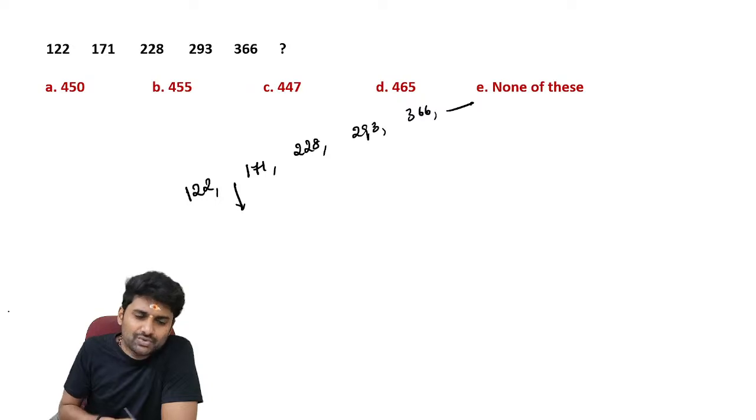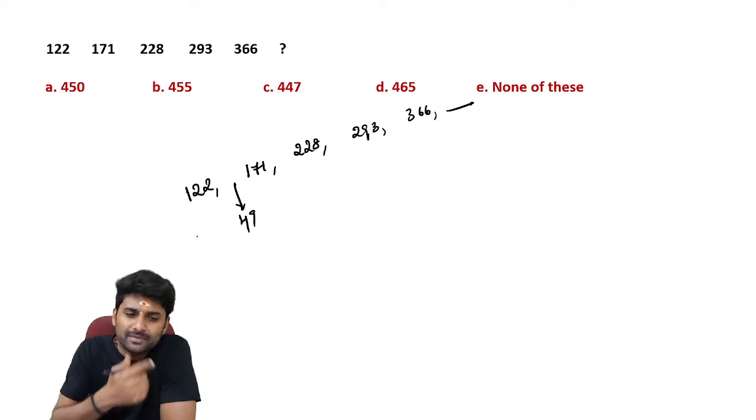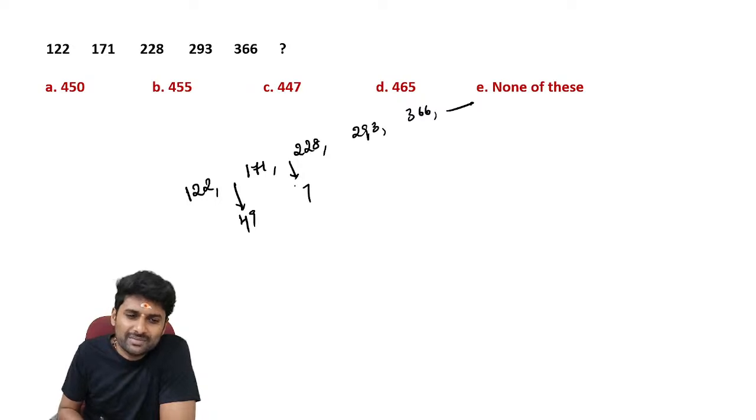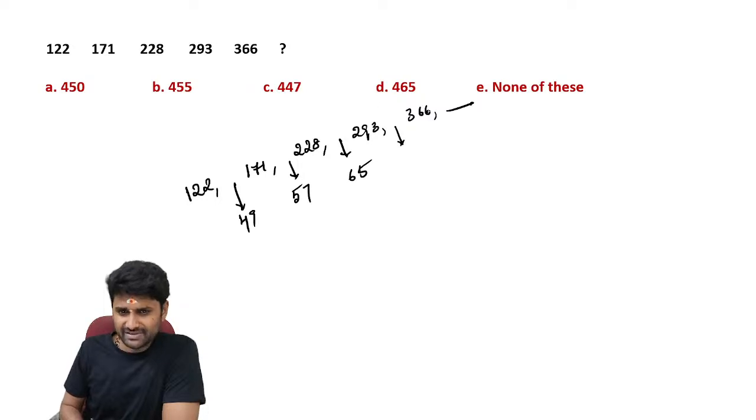See 122 and 171. How much difference can you see? 49 units, right? The difference between 171 and 228: 8 minus 1 is 7, 12 minus 7 is 5, so the total difference is 57. 228 and 293: 13 minus 8 is 5, 8 minus 2 is 6, so 65. Finally we have 7 units and the total difference is 73.